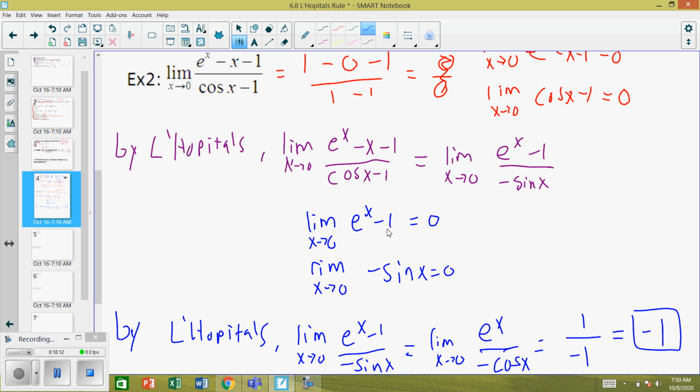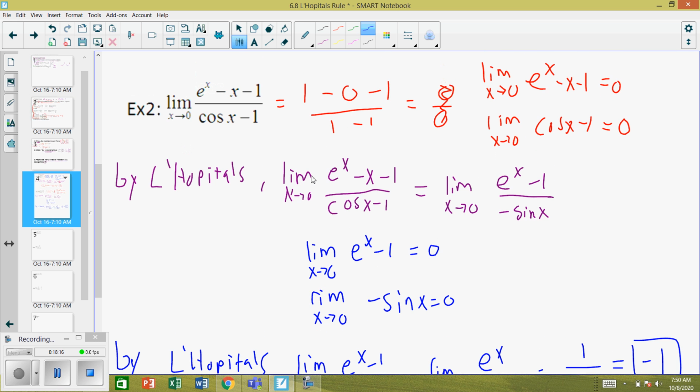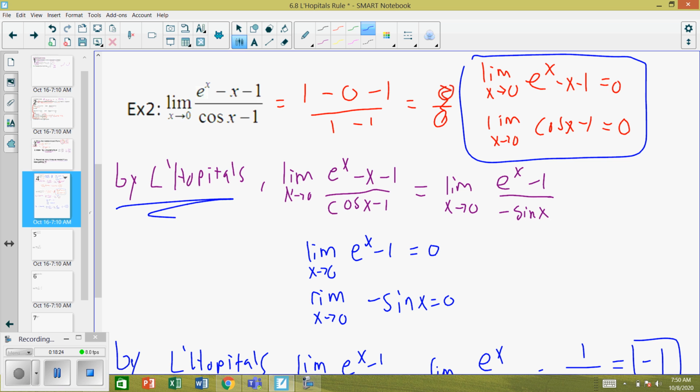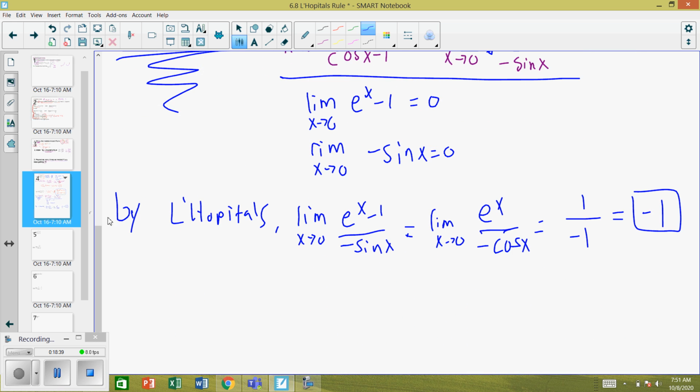So not the most terrible thing in the world, but we did have to do L'Hopital's twice. But just notice how we had to write it. We always have to show the top and the bottom limits separately. And if it's 0 divided by 0 or infinity divided by infinity, then we say by L'Hopital's, and we rewrite the equation. We say this equation becomes, and then we take the derivative of the top, derivative of the bottom. We simplify if we can. We plug in 0. We get the indeterminate form again. So then we repeat the entire process.